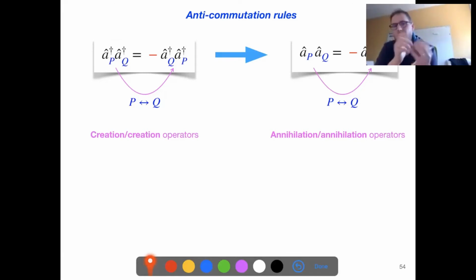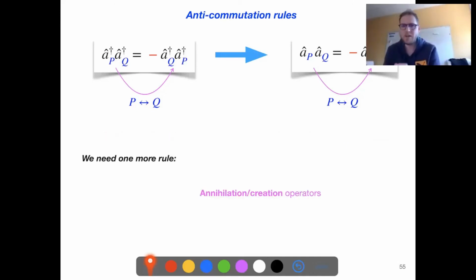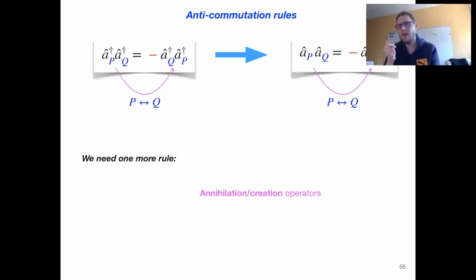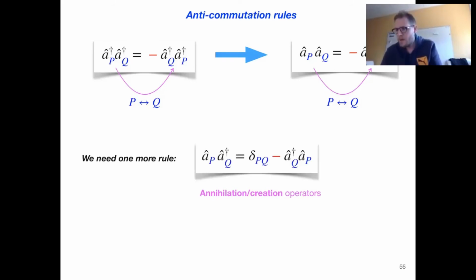And finally, of course, you may ask, okay, but what happens if I have, let's say, a creation operator and then an annihilation operator? For that, of course, we need one more rule, so that we know what to do in case this situation happens, okay? And here is the rule. This is actually the last rule that I need to show you, so that you can be fully operational.